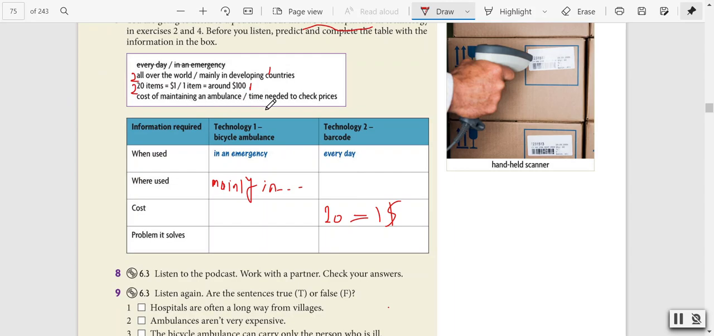Cost of maintaining an ambulance and time needed to check price. Okay, the barcode: time needed to check price. And for the bicycle ambulance: the cost of maintaining an ambulance. So this one is number one for the bicycle ambulance and this one for the barcode.